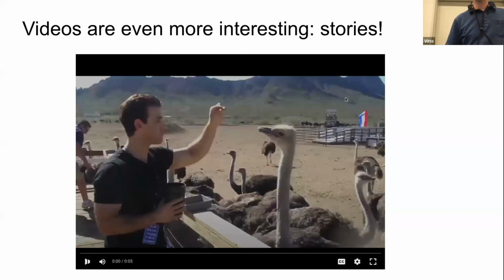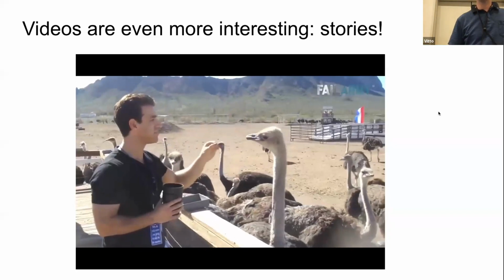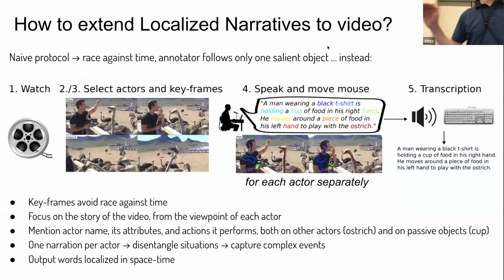Because if you let an annotator talk while moving their mouse on a video, there is no way to do anything else than following the one salient object that they like, probably the ostrich here, or the food if they're hungry. They're not going to tell the whole story. And if you have 6, 7 objects moving at the same time, how do we do this?